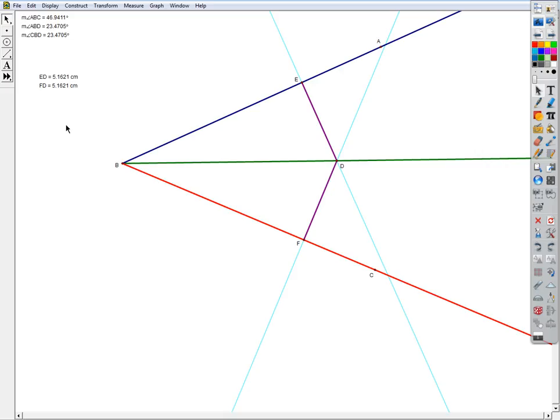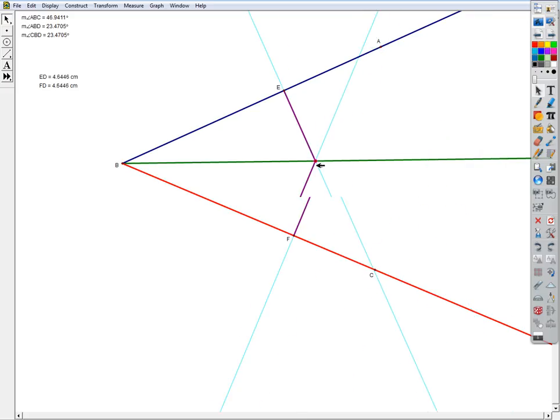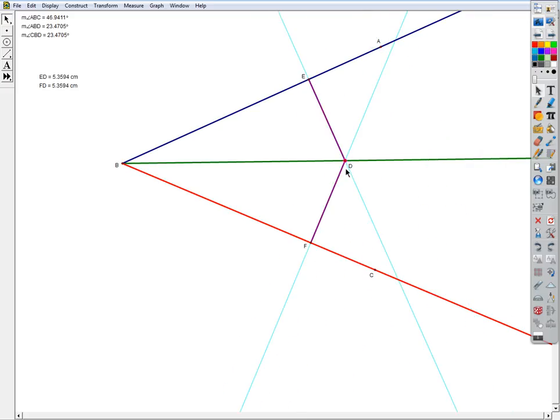On the bisector, right? It's just any point that's on the bisector. That's the only thing it has to be. I can slide it anywhere I want to as long as it stays on the bisector. But no matter where I slide it, look what happens to those distances. They stay the same, don't they? Right? So what's that tell us?